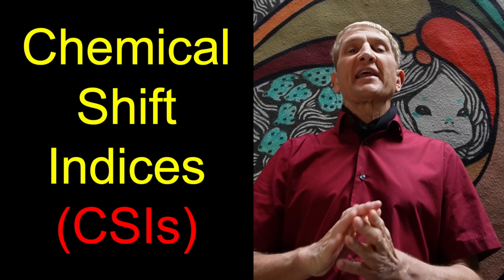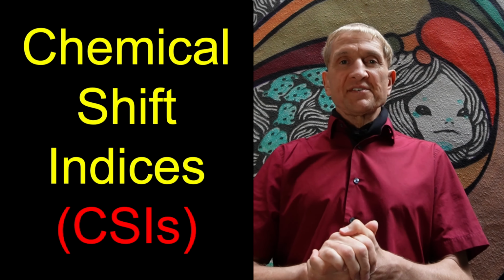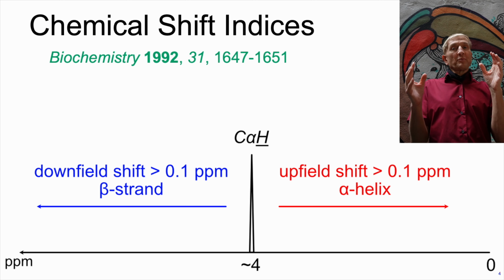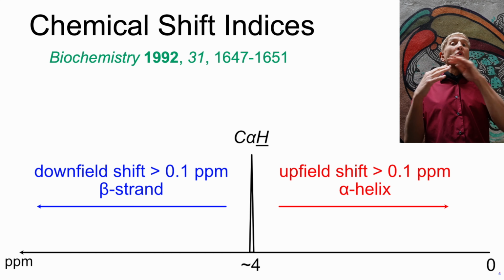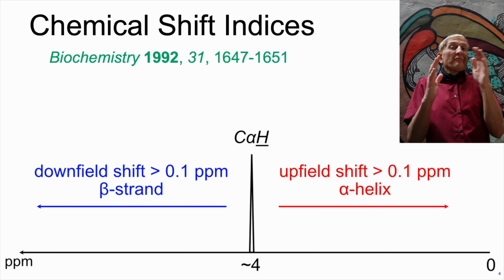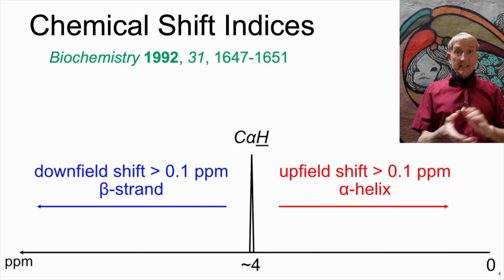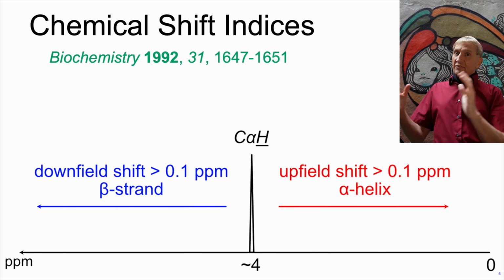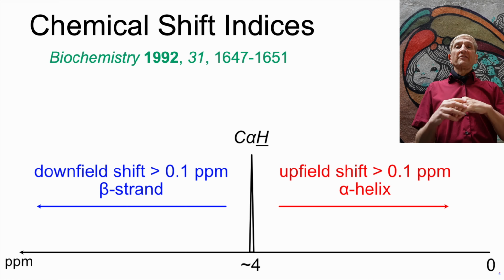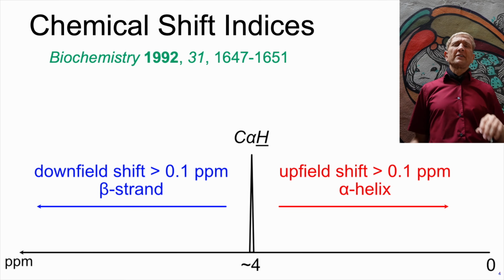Chemical shift indices, CSIs, plotting the C-alpha protons relative to 4.0. Any upfield shifts to less than 4.0 are indicative of helicity. Any downfield shifts are indicative of a more beta sheet, extended conformation.